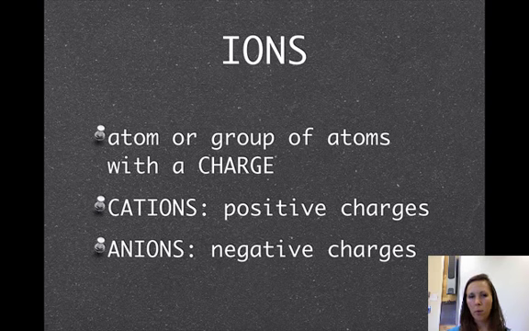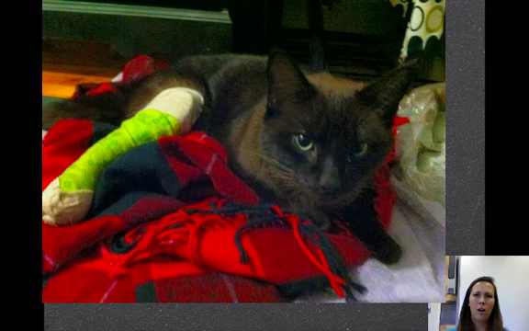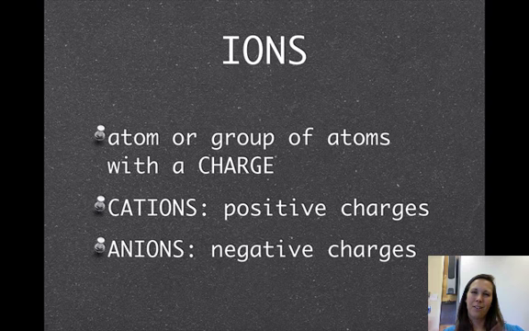And just a little piece about ions again. They are an atom or a group of atoms with a charge. We call cations positive charges and anions are negative charges. However you need to remember that, I usually remember that cats are positively charged with energy, or they're positive, because they're so happy. I love kitties. So however you want to remember, cations are positive and anions are negative. Make sure you do remember.